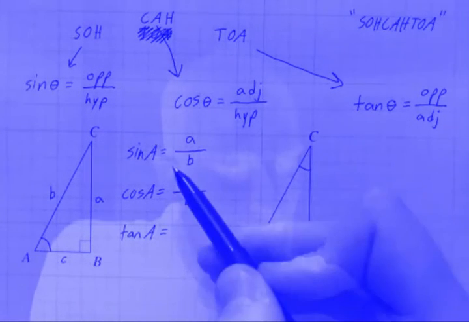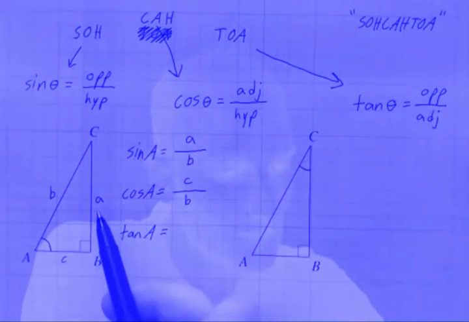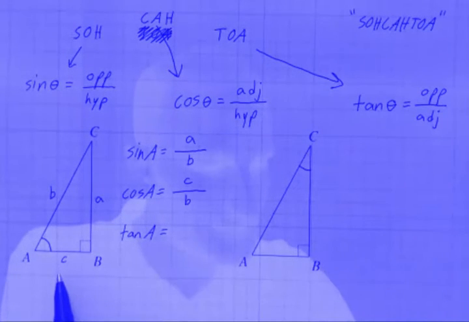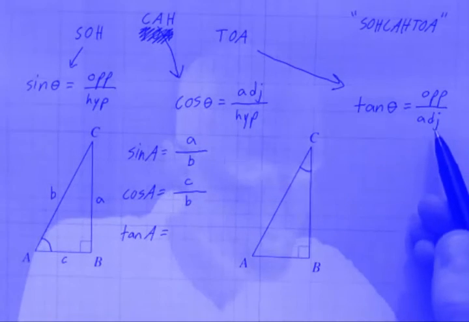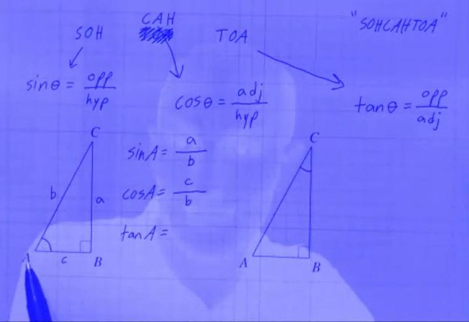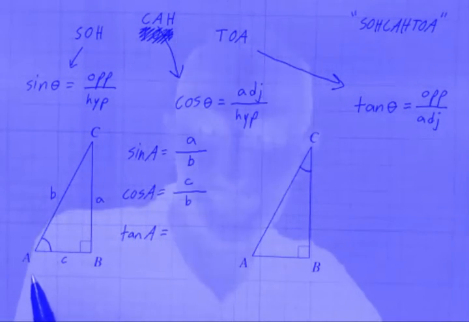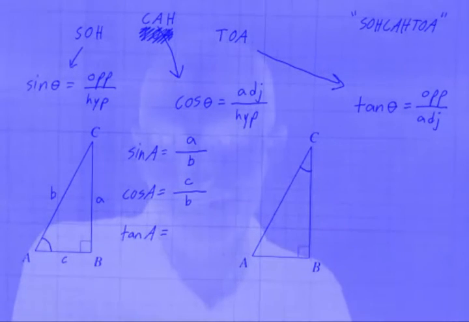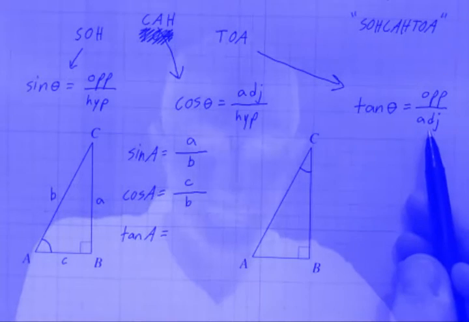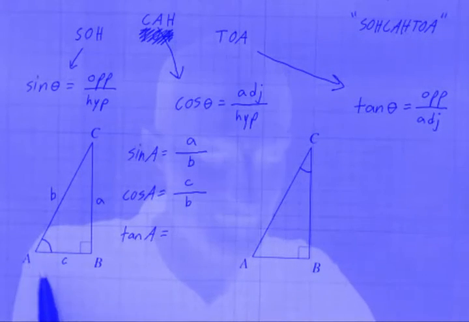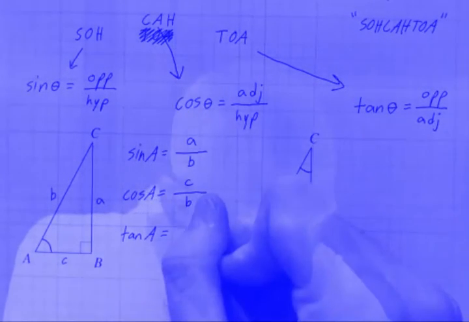Okay, so we have opposite over hypotenuse is sine, adjacent over hypotenuse is cosine, and then tangent is opposite over adjacent. Well, from our reference angle, what is opposite this? Well, it's the side that's not touching the angle A. And which side is adjacent to this angle? C. So a over c.